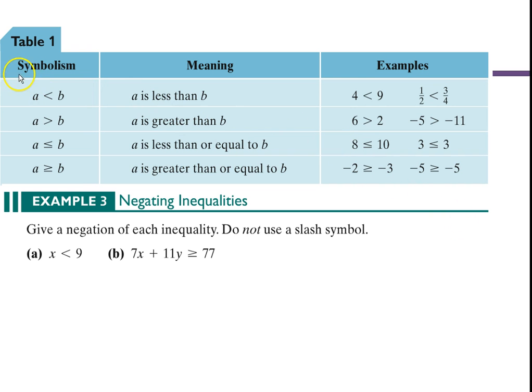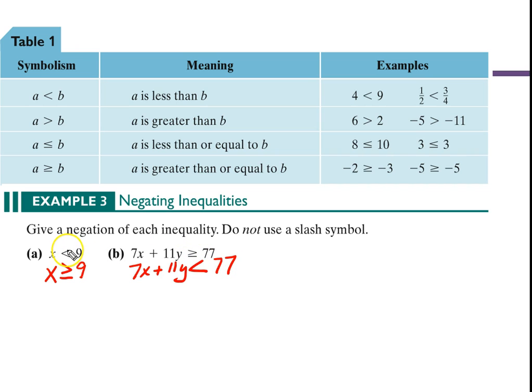And again, we're showing this from our textbook. These are your inequality signs, and here are examples. So give the negation of these. Take a moment. Now here we said it would be x is greater or equal to 9. And here we said 7x plus 11y is only going to be less than 77.